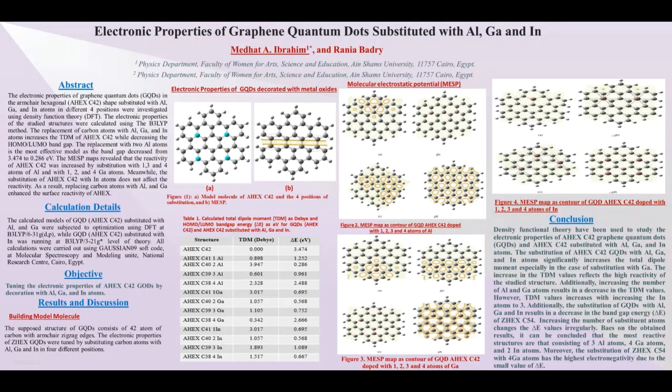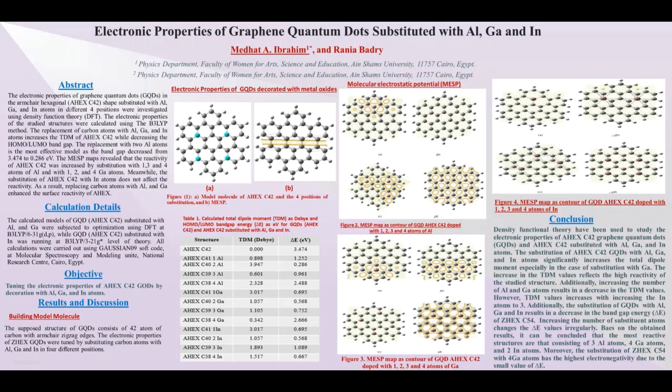This poster is titled The Electronic Properties of Graphene Quantum Dots Substituted with Aluminum, Gallium, and Indium Atoms. The major aim of this study is to develop the electronic properties of armchair hexagonal C42 graphene quantum dots by decoration with aluminum, gallium, and indium atoms. All calculations are carried out utilizing Gaussian 09 packages at the Spectroscopy Department, National Research Center. Building model molecules, the supposed structures of graphene quantum dots consist of 42 carbon atoms with armchair zigzag edges.